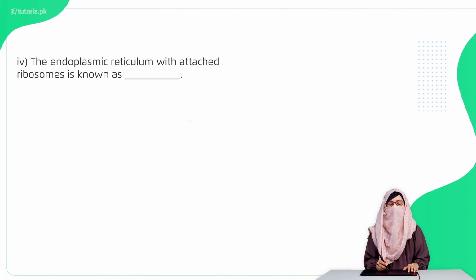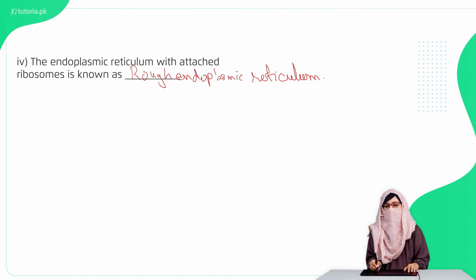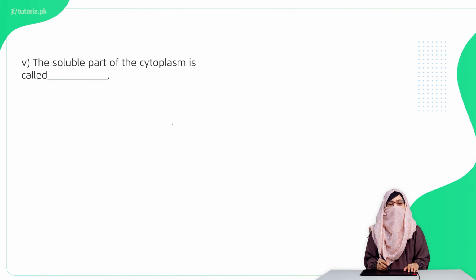Fourth है, the endoplasmic reticulum with attached ribosome is known as rough endoplasmic reticulum. Fifth है, the soluble part of the cytoplasm is called dash. तो इसका आंसर है cytosol.